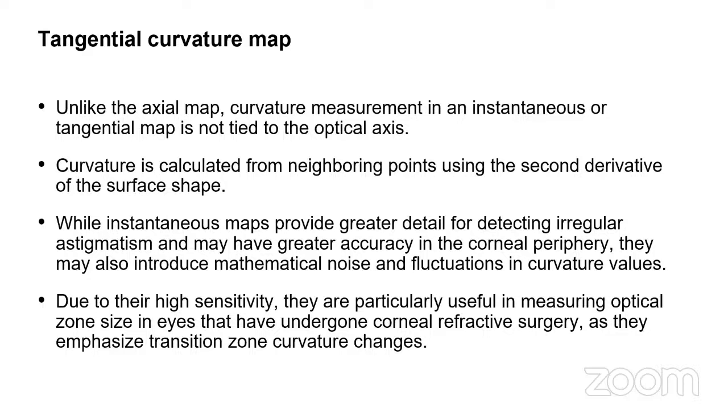Tangential curvature map. Unlike the axial map, curvature measurement in an instantaneous or tangential map is not tied to the optical axis. Curvature is calculated from neighboring points using the second derivative of the surface shape. While instantaneous maps provide greater detail for detecting irregular astigmatism and may have greater accuracy in the corneal periphery, they may also introduce mathematical noise and fluctuations in the curvature values.